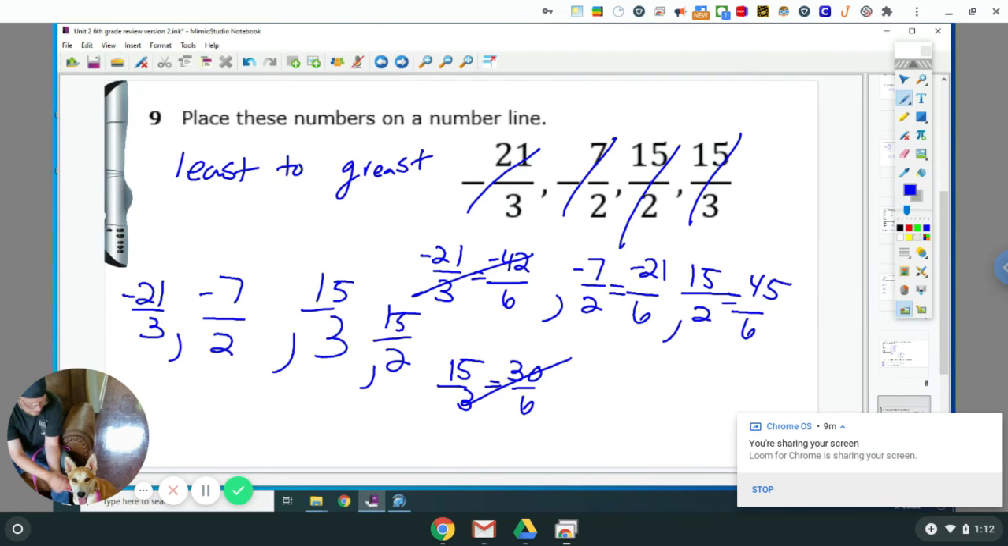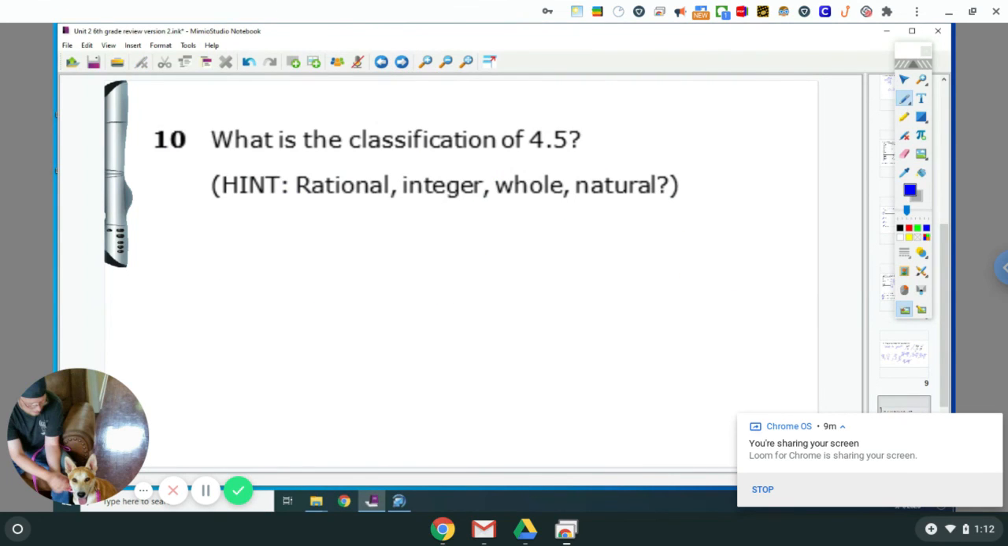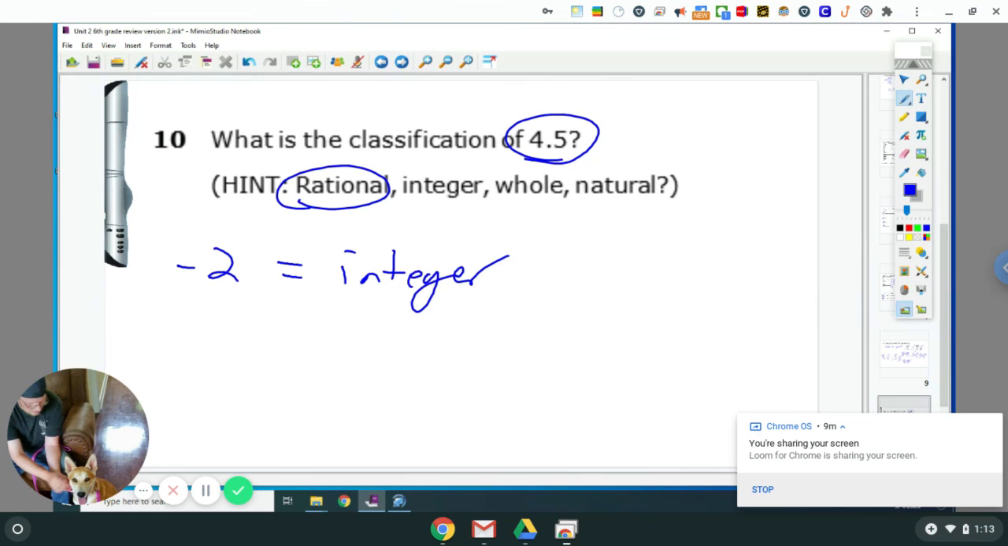All right, last one, number 10. It says, what is the classification of 4.5? So since 4.5 is a decimal, it would be rational only. If I gave you negative 2, that would be integer. If I gave you a positive 2, we don't worry about the word natural, that would be whole.